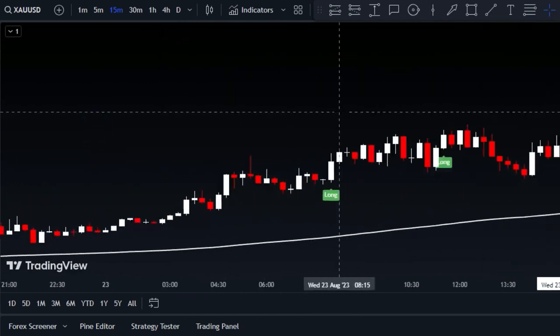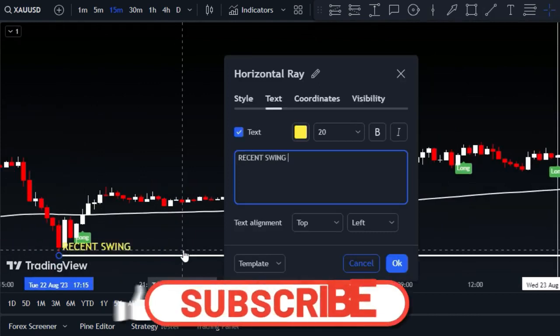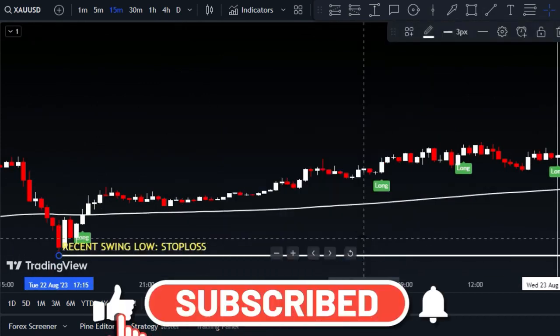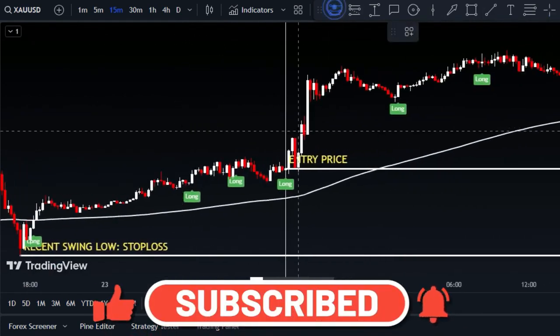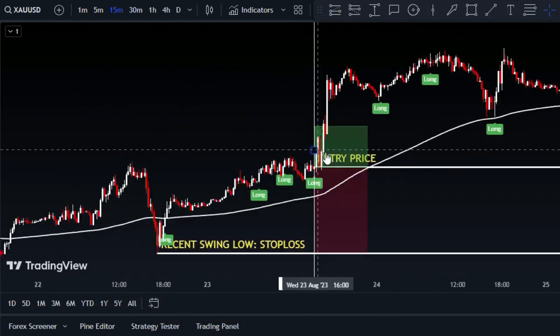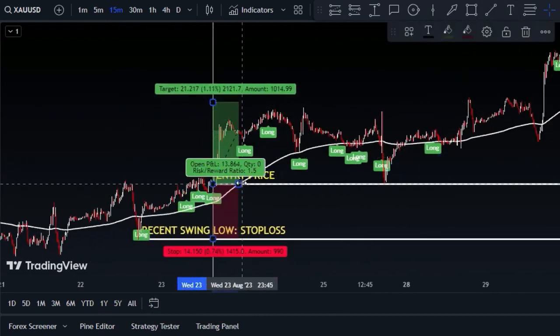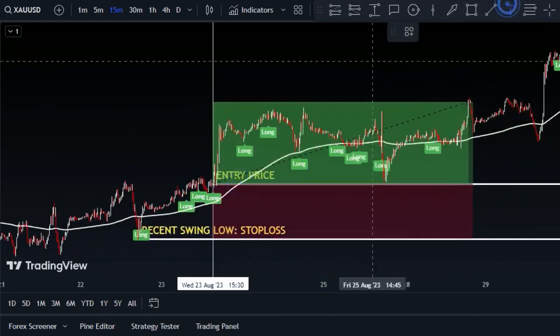In the next step, set your stop loss below the recent swing low. Additionally, for the exit strategy, target an initial level with a minimum risk-to-reward ratio of 1 to 1.5.